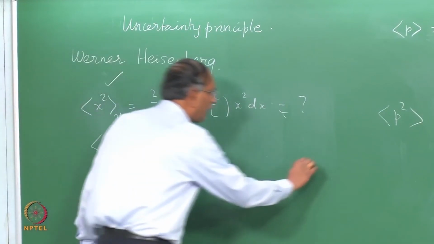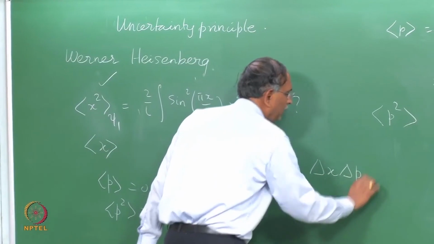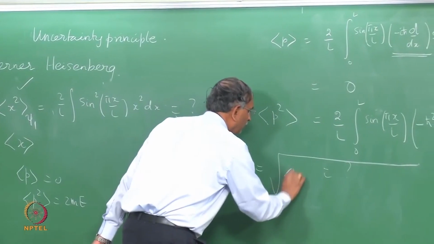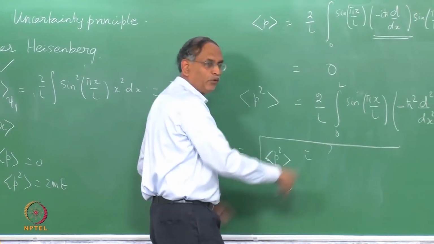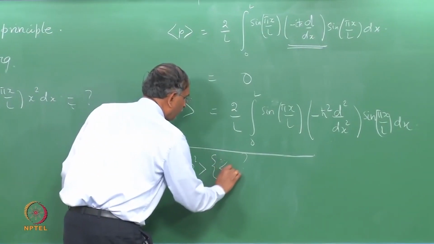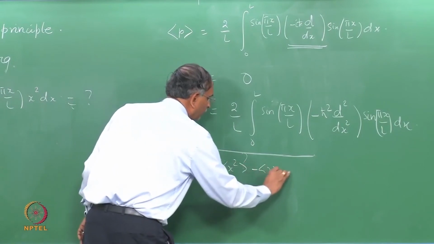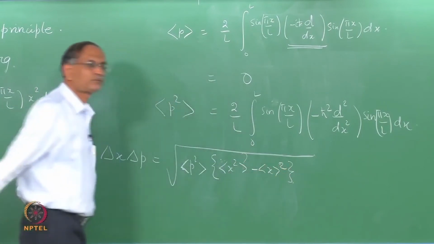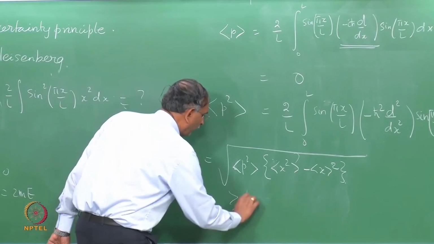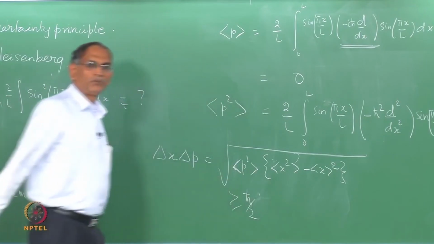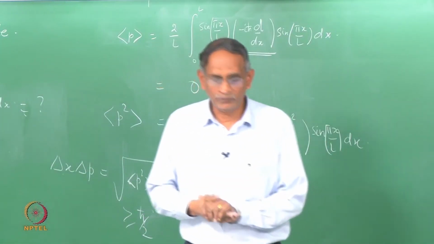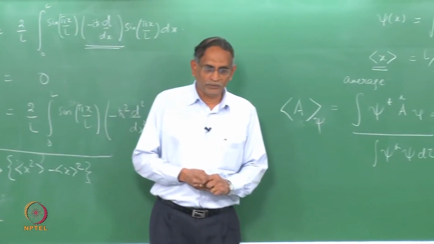Once you have done that, you can calculate delta x times delta p as nothing but the square root of p squared minus p, of course you know that is 0, times x squared minus x whole squared. And you should be able to verify that this answer is greater than or equal to h bar by 2. So, this is the statement of Heisenberg's uncertainty principle for the particle in a one-dimensional box.